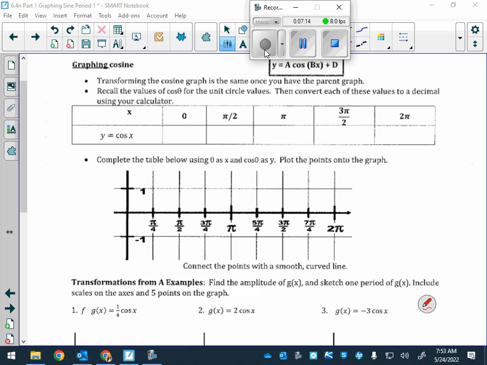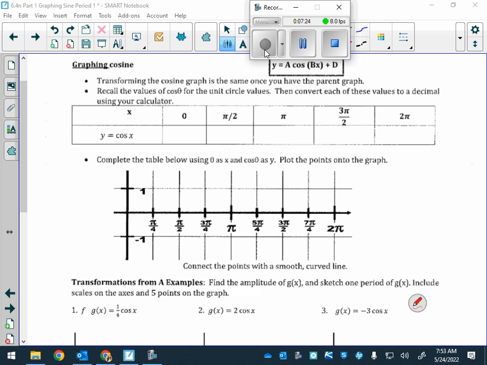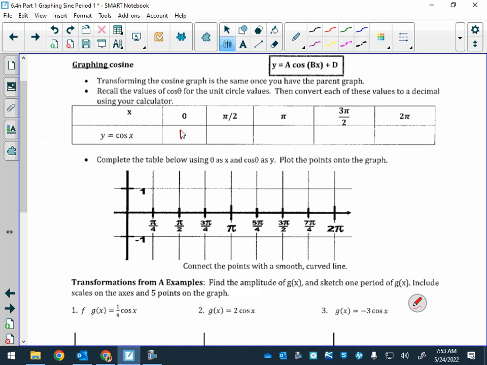Looking at cosine, cosine of 0 is what? Stefan? Careful. Cosine of 0 is 1. Okay, you're looking at the x values. What is the cosine of pi over 2? Camilla? 0. Cosine of pi? 3 pi over 2? 2 pi.